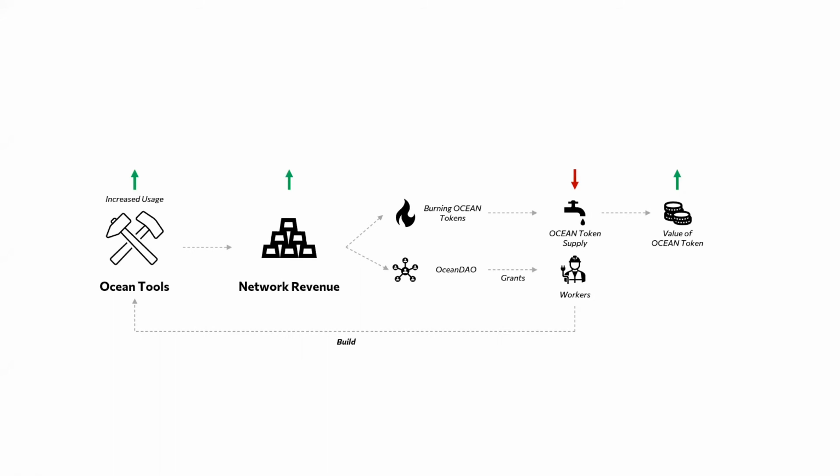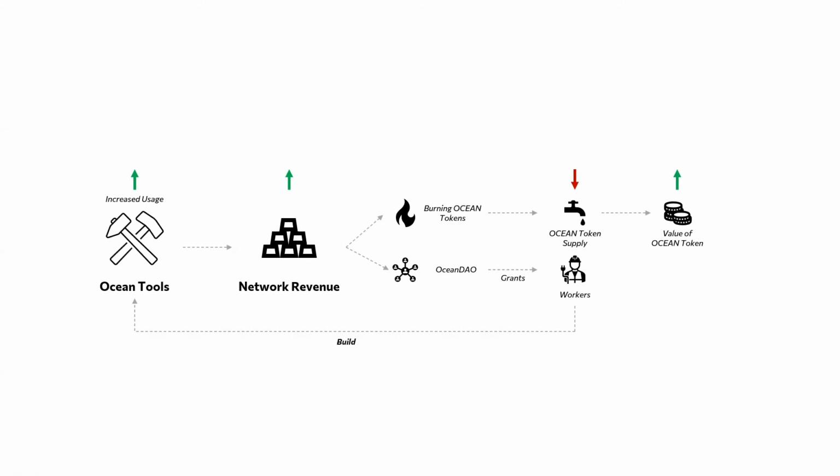That network revenue goes in two directions. 5% of it goes towards burning Ocean tokens, which reduces the Ocean token supply, which increases the value of the Ocean token. The second thing is that the network revenue is directed mostly towards Ocean DAO.